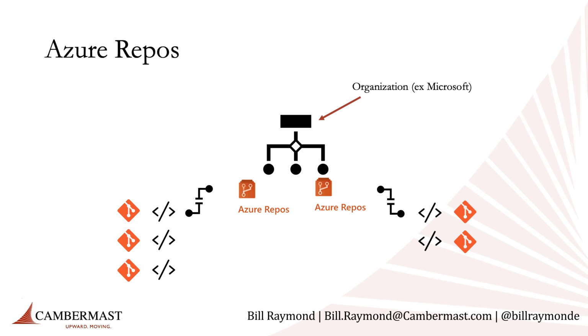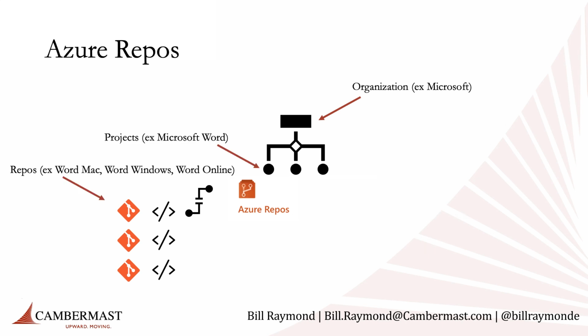Let's pretend we work for Microsoft for a minute. That might be our organization. And then underneath our organization, we could have a project or multiple projects. So for example, we might have a project for Microsoft Word, another project for Microsoft Excel. Underneath this Word project, you could have repos for Word for Mac, Word for Windows, and Word Online.